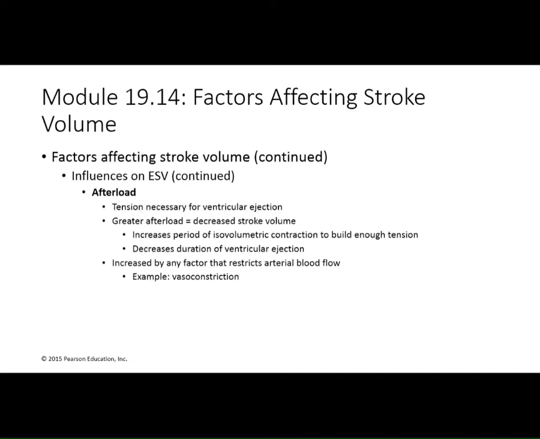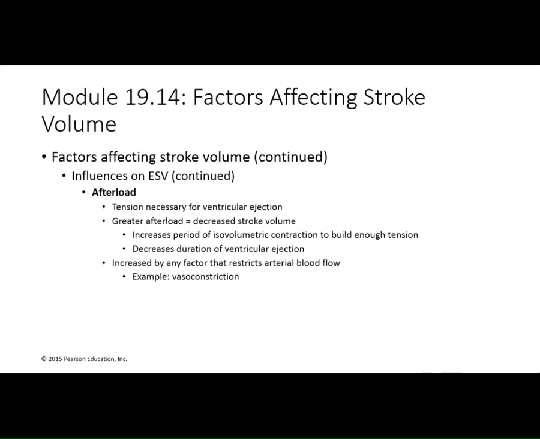No, afterload is outside the heart itself. It's resistance to pumping out, so it's really more of an outside-of-the-heart issue. Good. Contractility is how hard the heart is pumping. Afterload is how much resistance the heart is experiencing at the pumping.